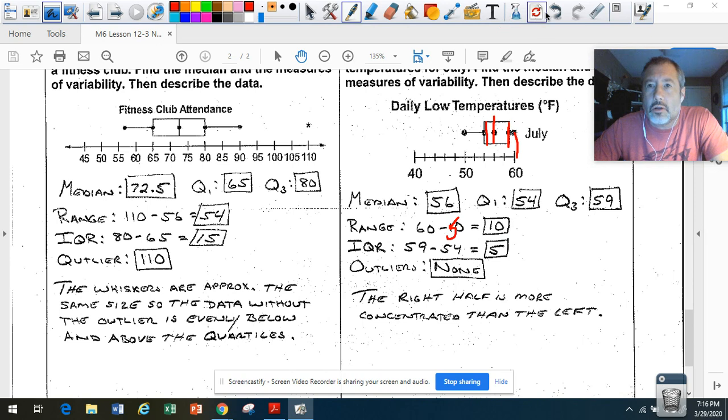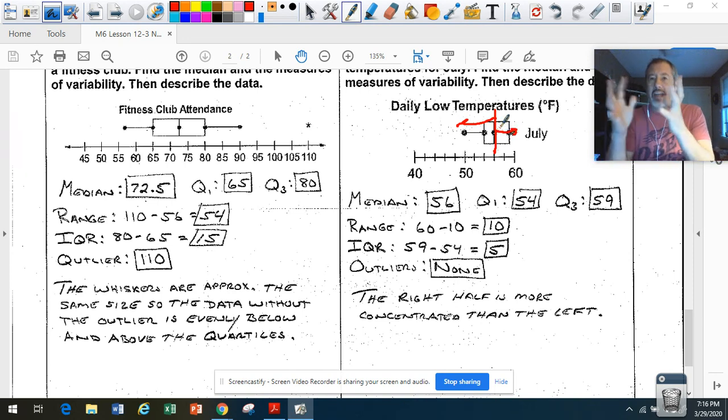So as you take a look at this here, the right half is more concentrated than the left. If I split this down the middle, you can see this length here compared to this length here. So that means there's a smaller gap between our numbers here, which means they're more concentrated. So they're not as spread out.